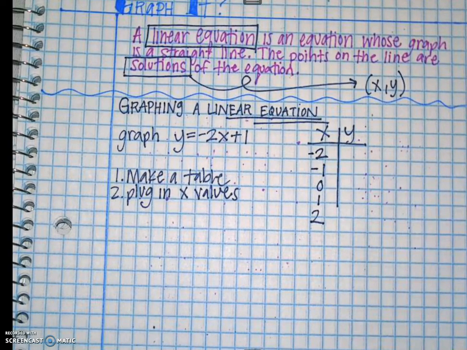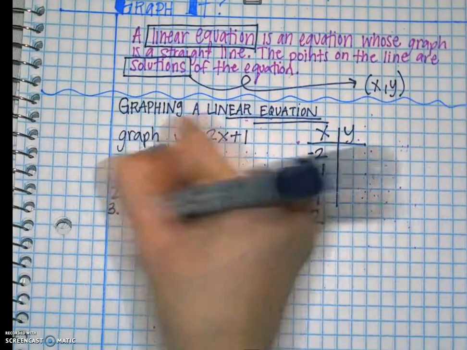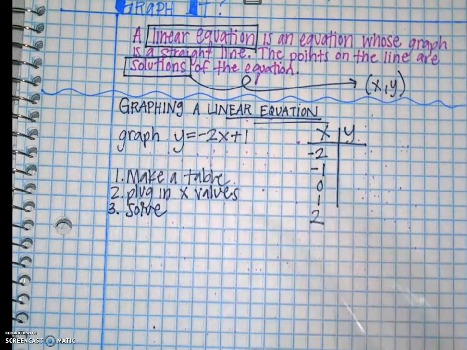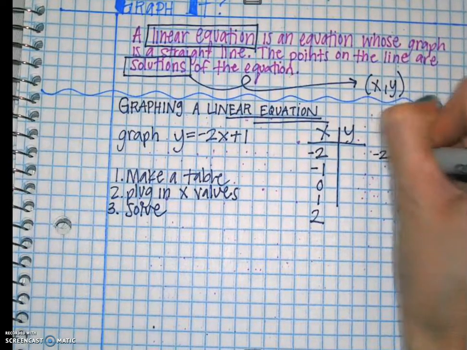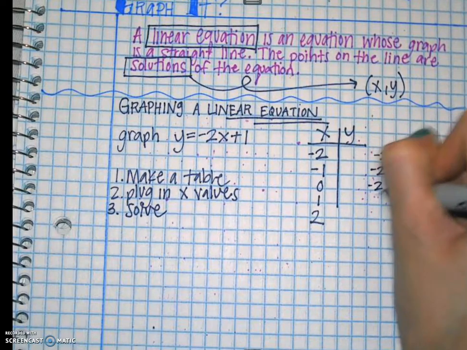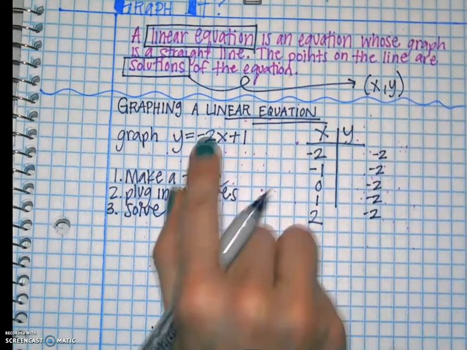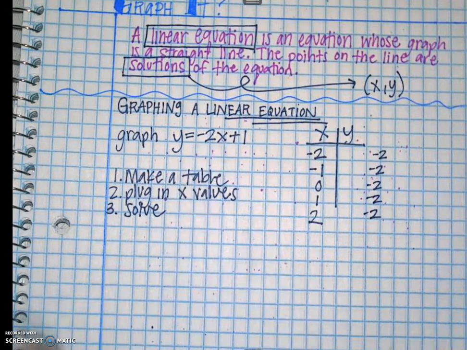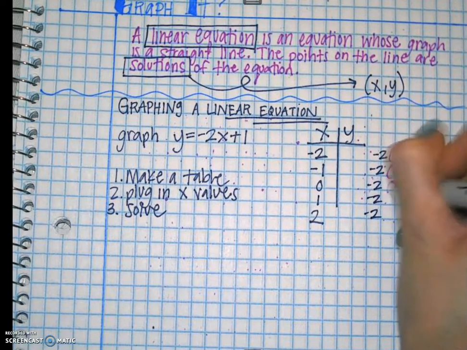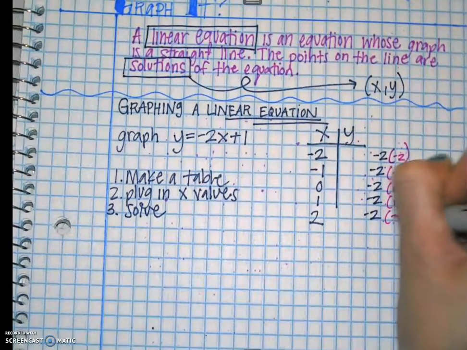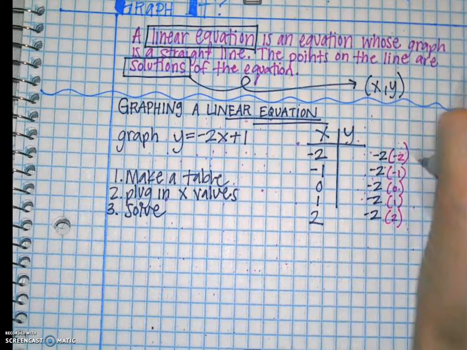Okay? So I plug in the X values. The next step is going to be solve. So what that means is we're actually going to plug in those X's into that equation. Okay? So what you might want to do is you might want to write it over on the side so that you know what you're doing. So each of these are going to be multiplied by negative 2, because that's what it says. Negative 2 times x. So wherever I see the x, I'm going to substitute in that number.